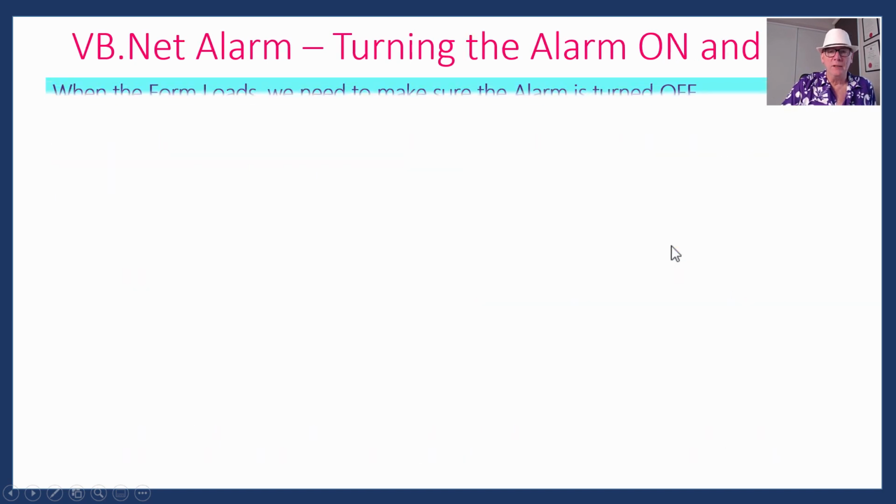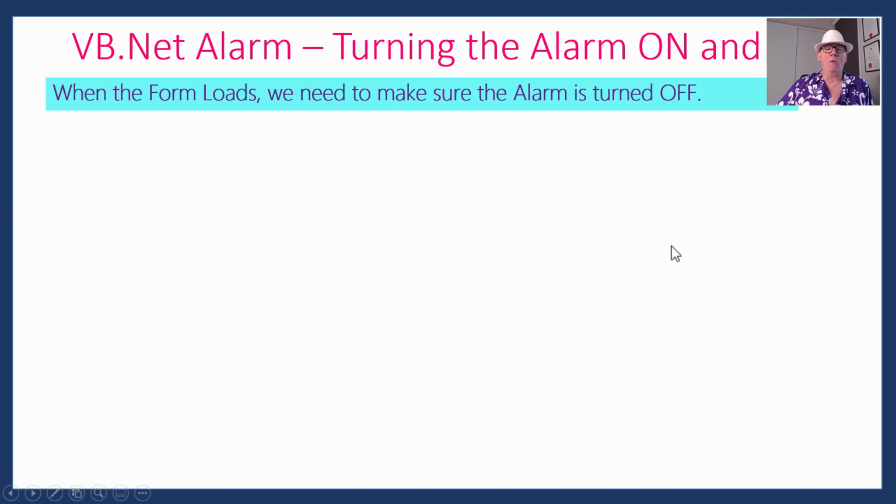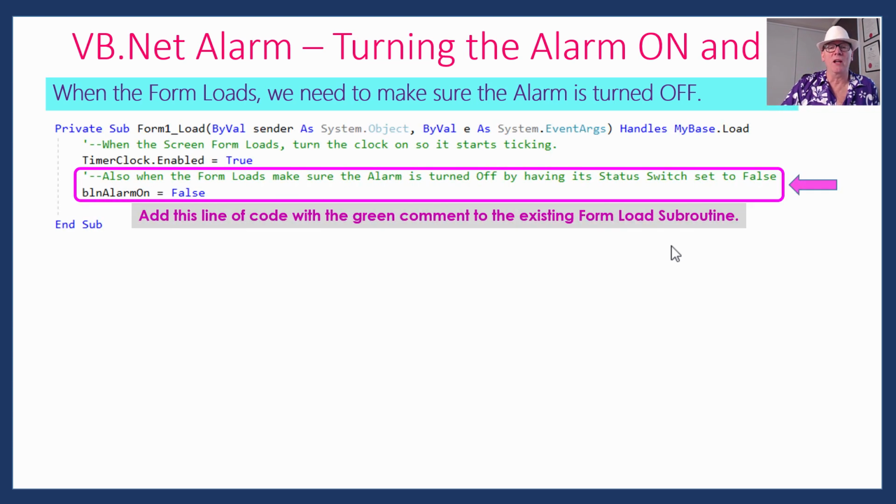Okay, now when the form loads, we need to make sure the alarm is turned off, because we don't want the alarm activated unless someone's deliberately clicked that set alarm button and wants it to be activated. So we don't want our burglar alarm on all the time in our house. We only want it on if someone's actually used the keypad to activate it, all right? So that's what we're doing here. So when the form first loads, we're going to make sure the alarm is not activated.